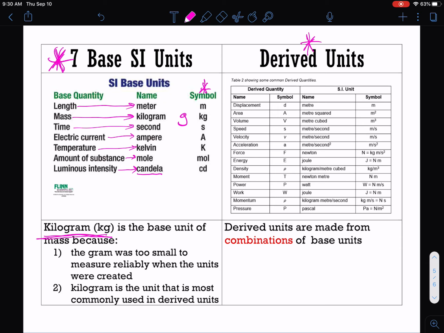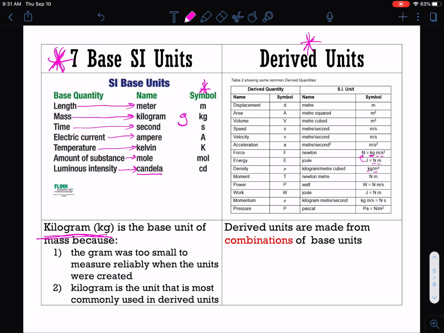Derived units are made with combinations of the base units. They're not a base unit. They're made from different combinations. And when you look, we can see over here, kilogram with meter and seconds. That's 3 base units. You have a Newton meter, which, again, a Newton is up here. So it's still 3 different units.